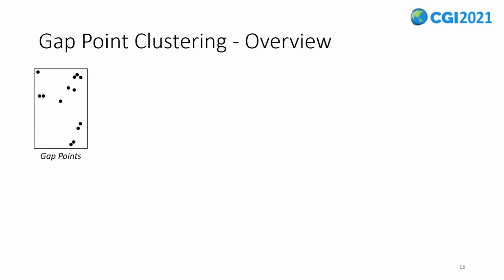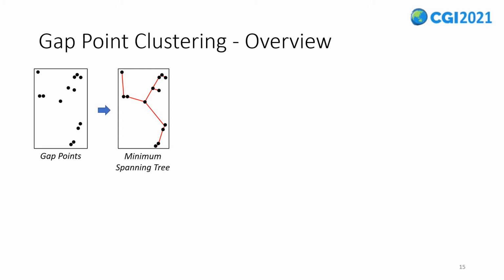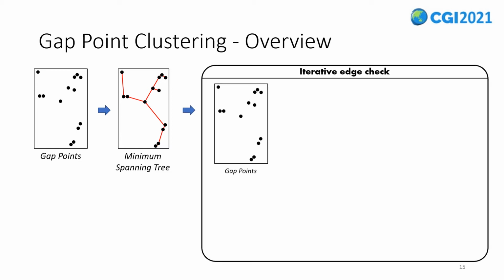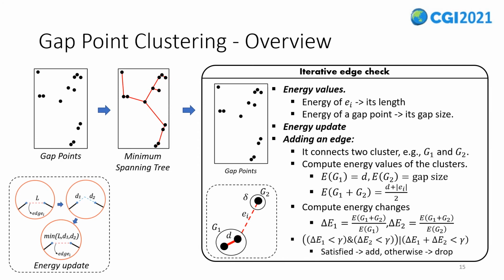For a set of gap points, we first construct a minimum spanning tree. The reason is a minimum spanning tree tries to connect all the gap points with the shortest lines, and it can represent the spatial relationship of these points. Then we start iterative edge check. The objective is to determine if an edge should be added or not. We do it by computing the energy change. When this step is done, some of the edges will be dropped. Finally, linked points become one cluster so that the gap points will be clustered.